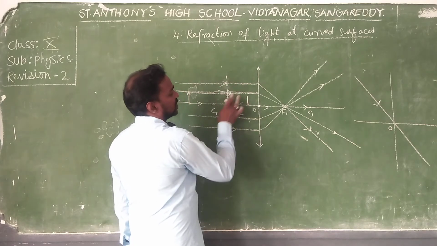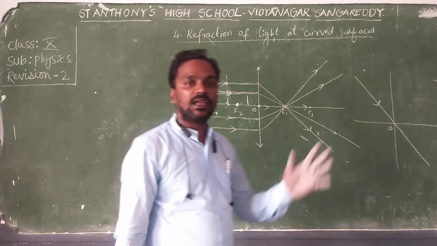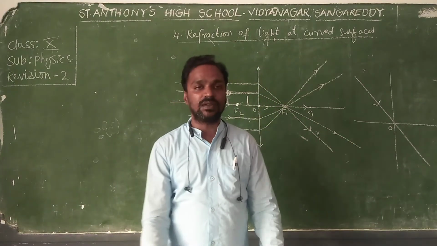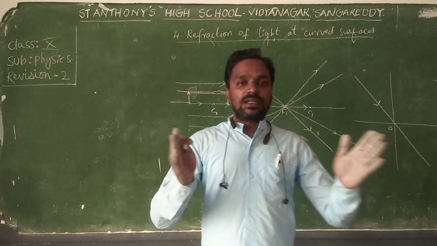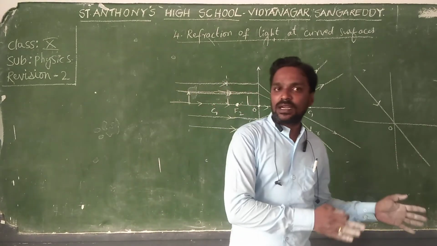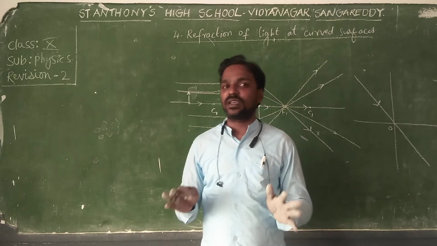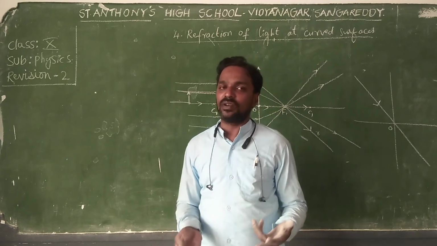That is the virtual image. Two types of images are there: real image and virtual image. You know this one. Once again I will repeat. The image which can be caught on a screen is called a real image. The image which cannot be caught on a screen is called a virtual image.